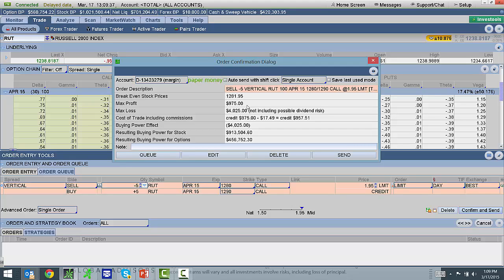The other thing is you've got your break-even price, which is $12.81. We're selling the $12.80 and receiving $1.95 in credit, which puts our break-even at about $12.81.95. Anything below that, we're making money.